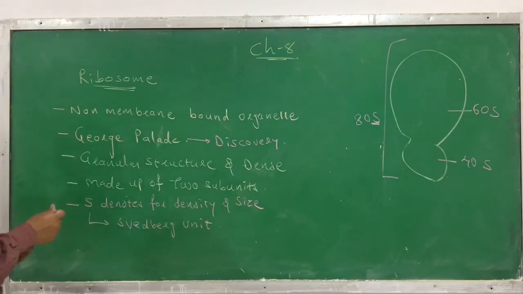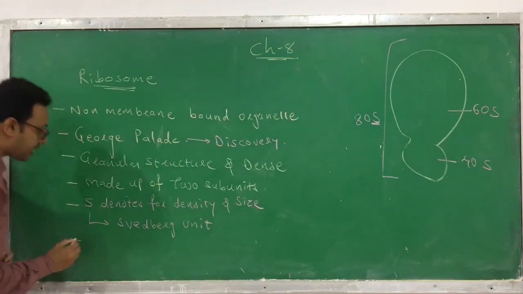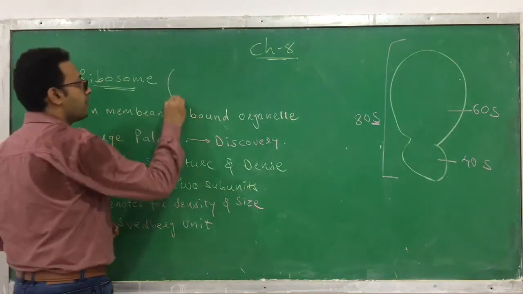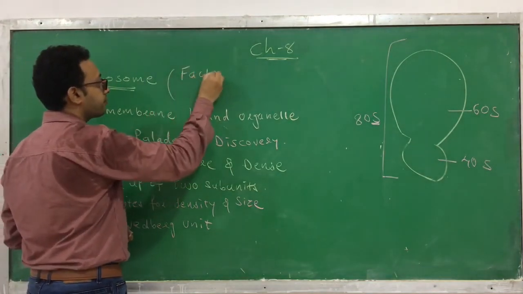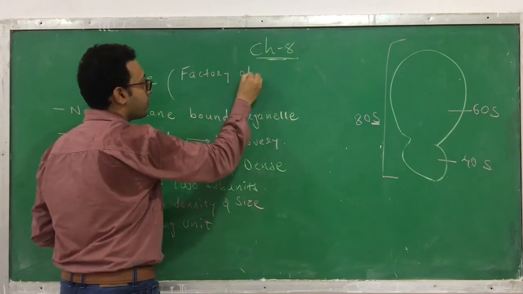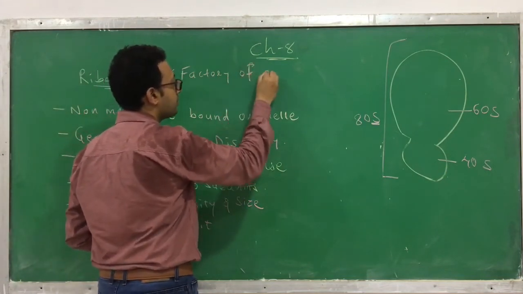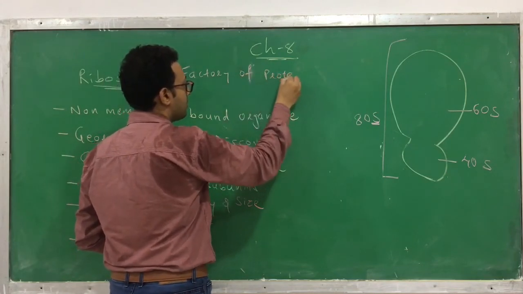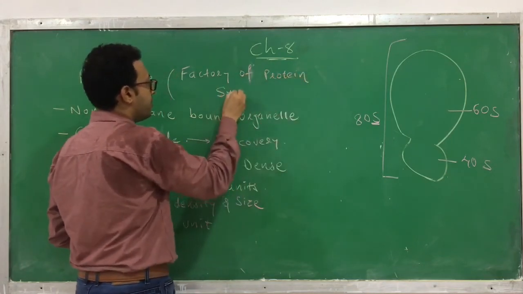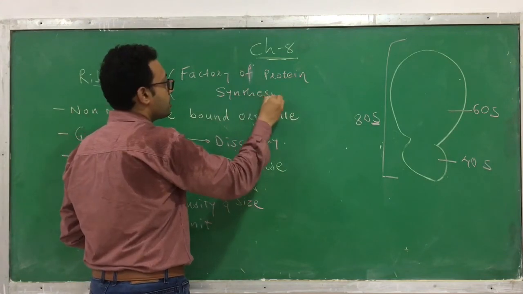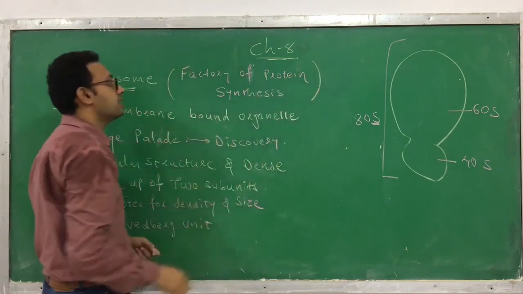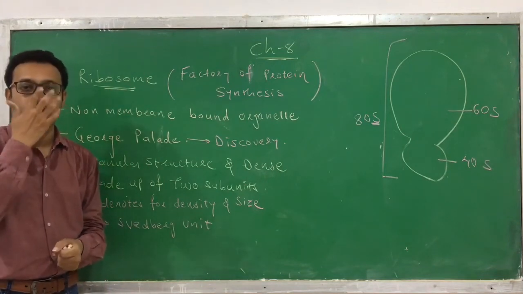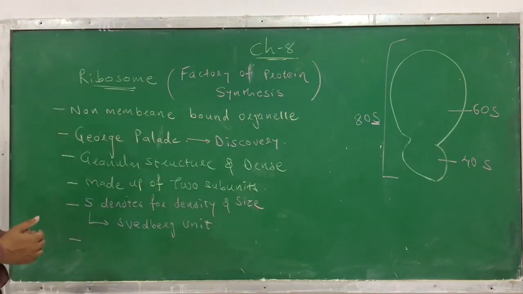These ribosomes are considered the factories of protein synthesis. Why is it called a factory of protein synthesis? Because it provides a site for the synthesis of protein. Here the protein synthesis takes place, that's why it is called the factory of protein synthesis.